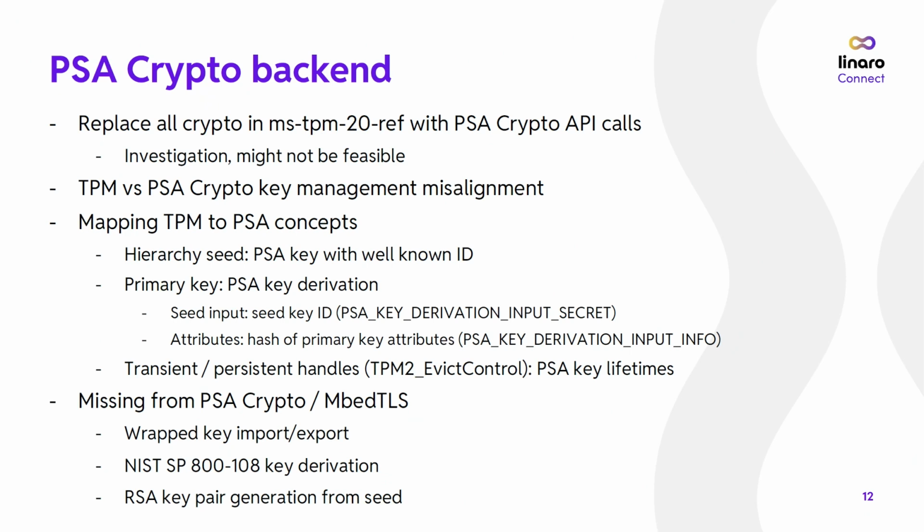The other issue was that the TPM spec requires a specific key derivation algorithm, which is a part of PSA Crypto, but not implemented by MbedTLS yet. And then I also ran into some issues. I was able to derive ECC keys from the seed, but not RSA keys, for some reason too. So this is something, again, to look into.